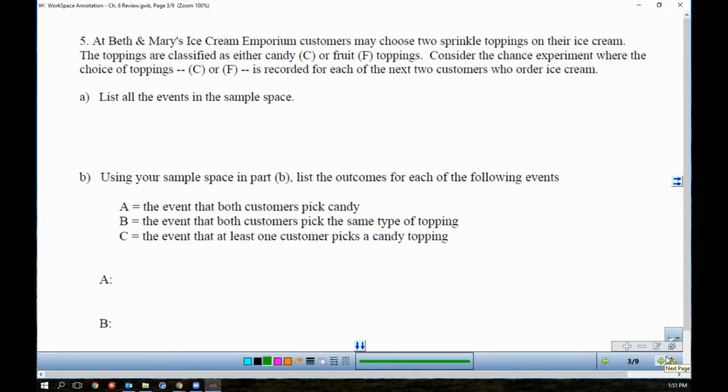Now, I will say this one's a little misleading. We're going to assume that if a customer picks a candy topping, they're going to pick another candy topping. So really, I should take that out and say they pick 1 topping, just to make it clearer. Each customer is going to pick essentially 1 topping. So we want to record all the different ways that 2 customers could pick a topping. What are our ways that we can pick a topping for 2 customers?